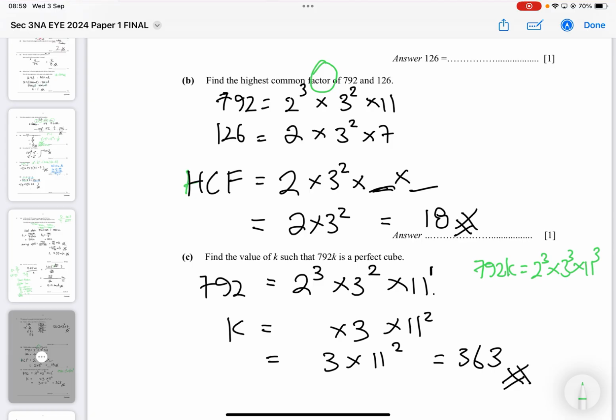But this one is considered a difficult question. Okay? The earlier one, HCF, is still considered an easy question. This one is considered difficult, but it's actually quite easy. Once you know how to think, it is quite easy.